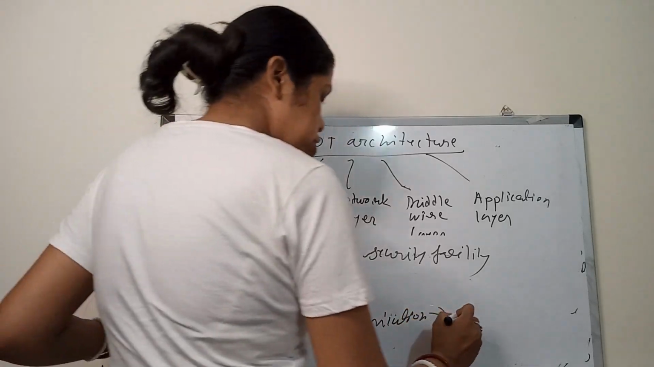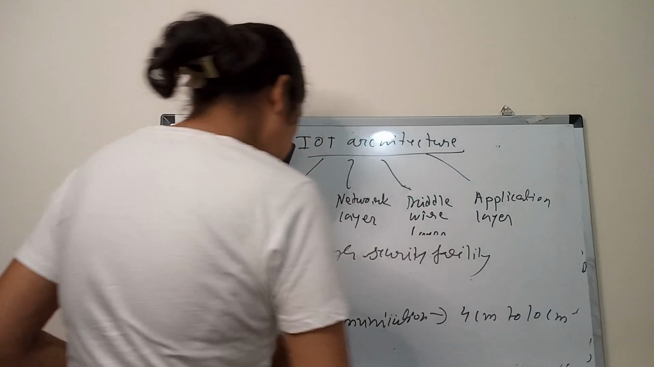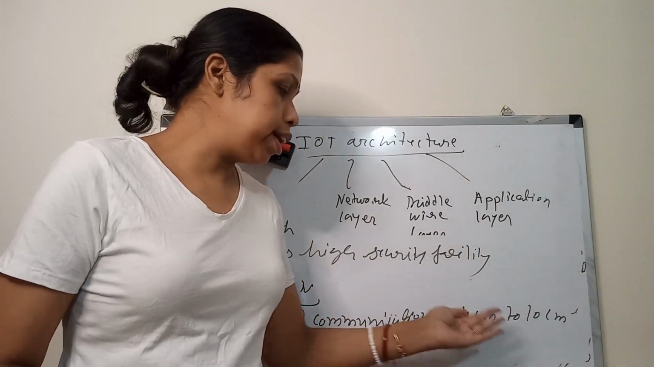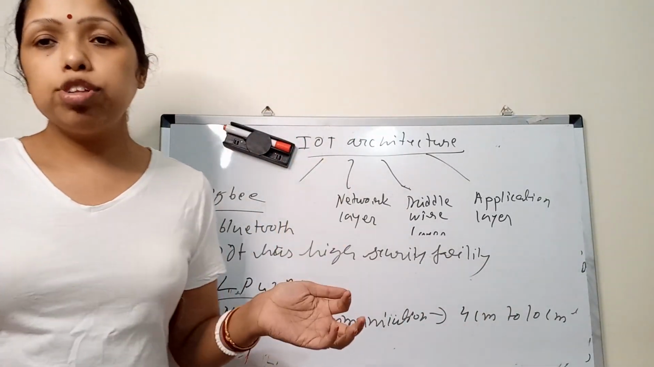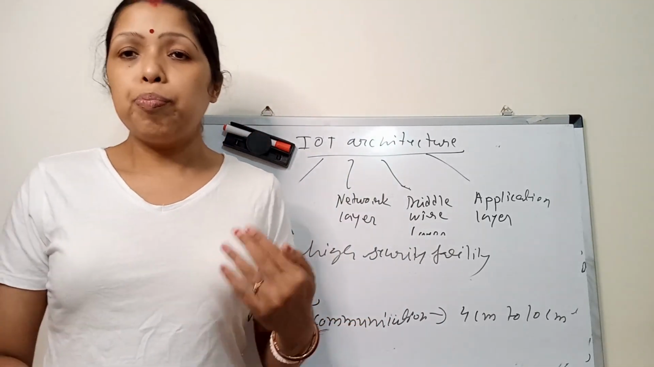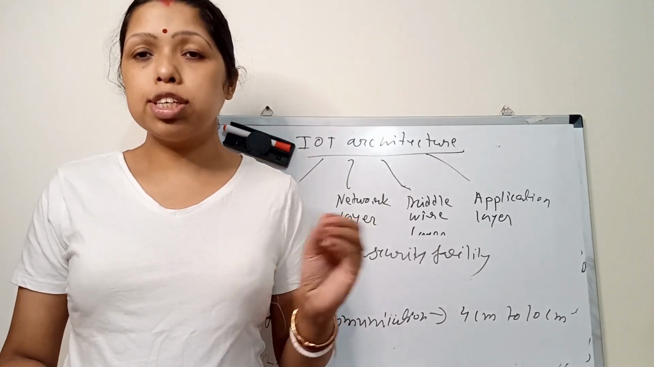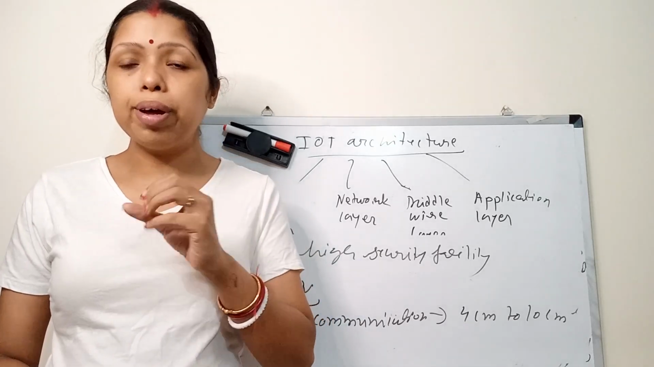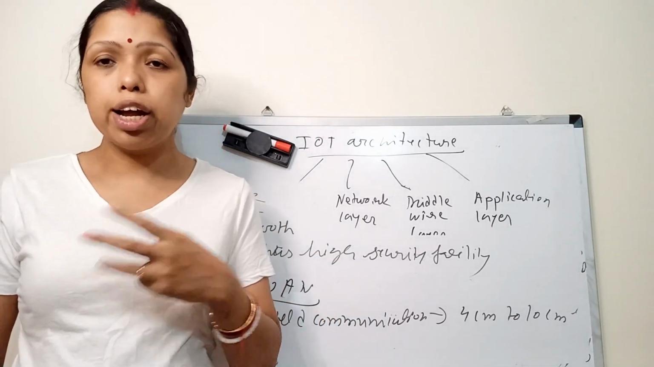That is normally used in the range between 4 centimeter to 10 centimeter. This is also the same as Wi-Fi connectivity, but it can be used in the range between 4 centimeter to 10 centimeter. And similar to the LAN, the other connectivity area networks are PAN and body area network. Body area network means this kind of connectivity you can implement on the human body.